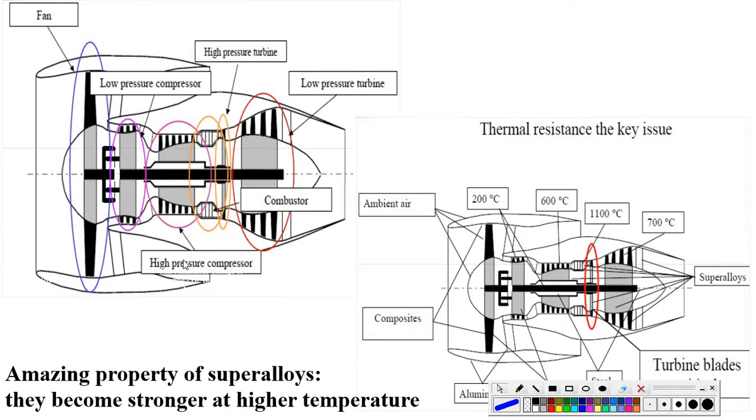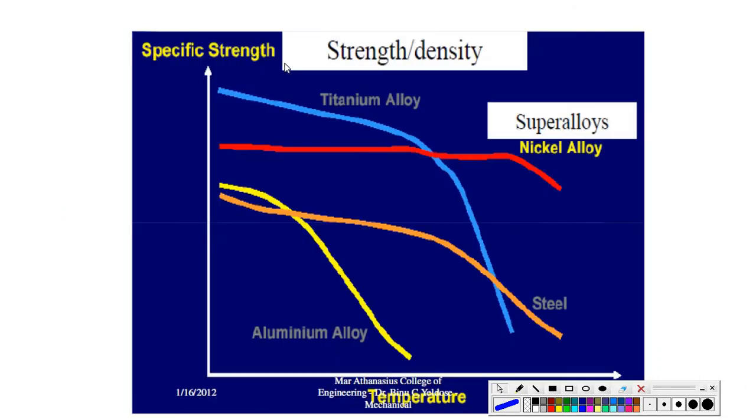So that is the amazing property of superalloys: they become stronger at a higher temperature. So we can select a superalloy material, which is very strong at high temperature. That is the important property of a superalloy.